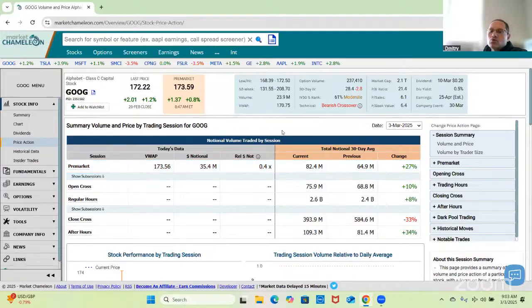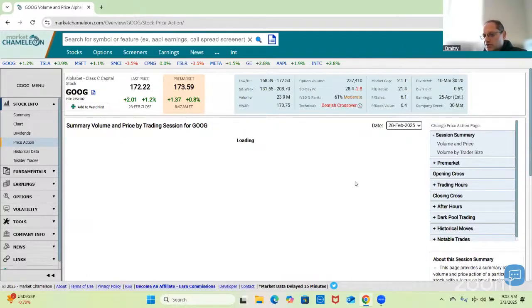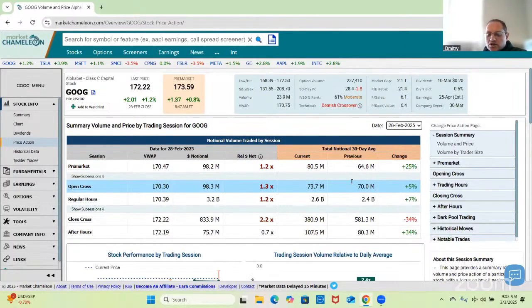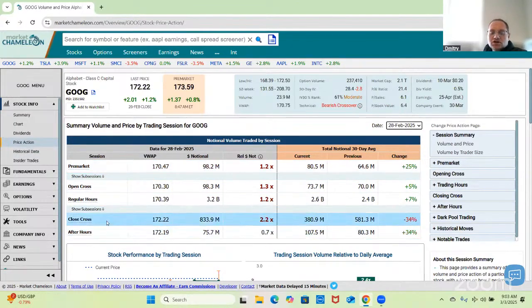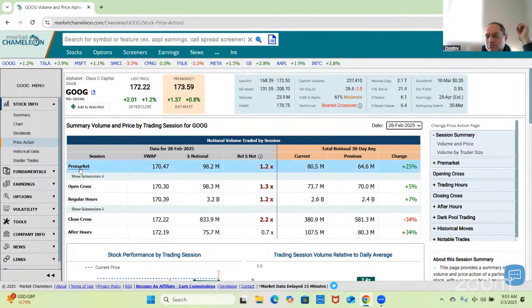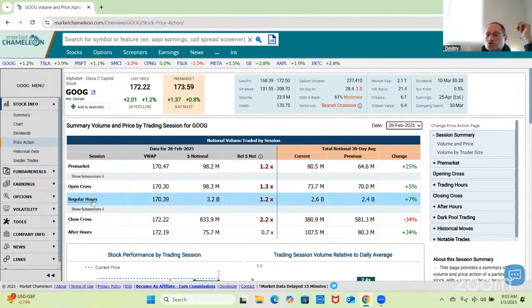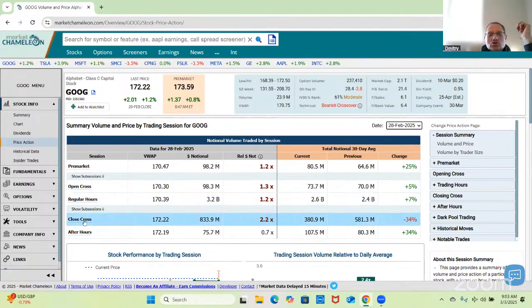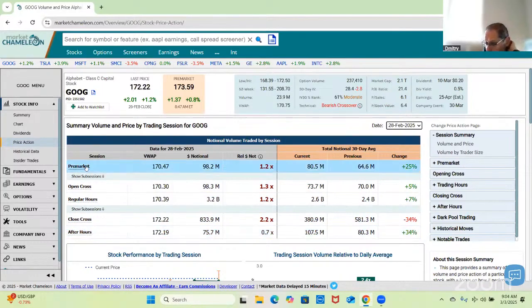I'm going to go back one day on this date. We'll go to Friday. I'm going to select that to bring up the previous day's trading session. So now we have data populated for all these different trading sessions. And here we could see we have the pre-market, the opening cross, regular trading hours, the closing cross, and after hours. And all these are somewhat different.